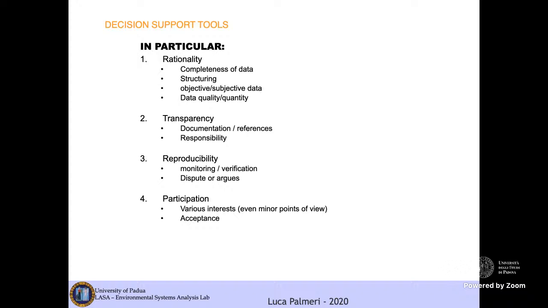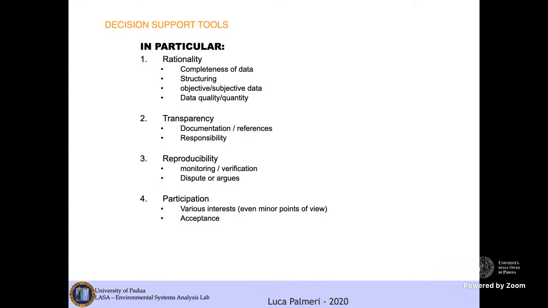We shall define which are the objective and subjective parts of our data set, and which are the characteristics of a data set in terms of quality and quantity of data. Concerning transparency, which has to do with the documentation and references that allow us to sustain our decision process, and also has to do with the responsibility of a decision: I have to be transparent if I want to make a responsible decision.